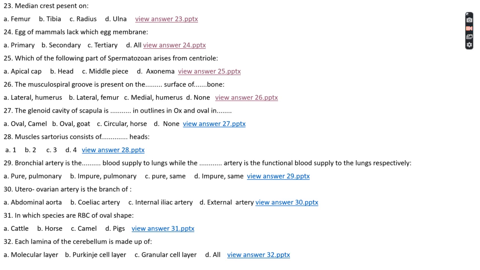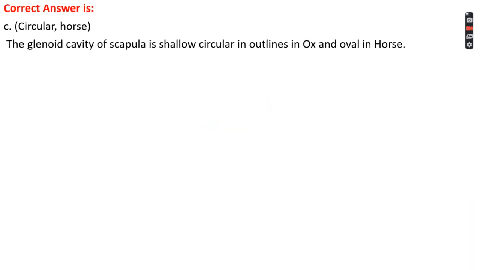Question number 27. The glenoid cavity of the scapula is dash in outline in ox and oval in dash. Option A oval camel, option B oval goat, option C circular horse, option D none. The right answer is option C, that is circular and horse. The glenoid cavity of the scapula is shallow and circular in the case of ox, while oval in the case of horse.